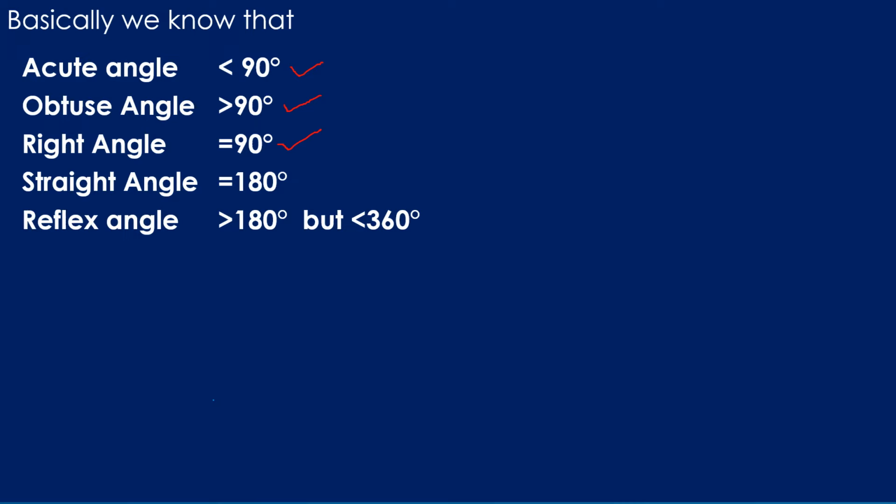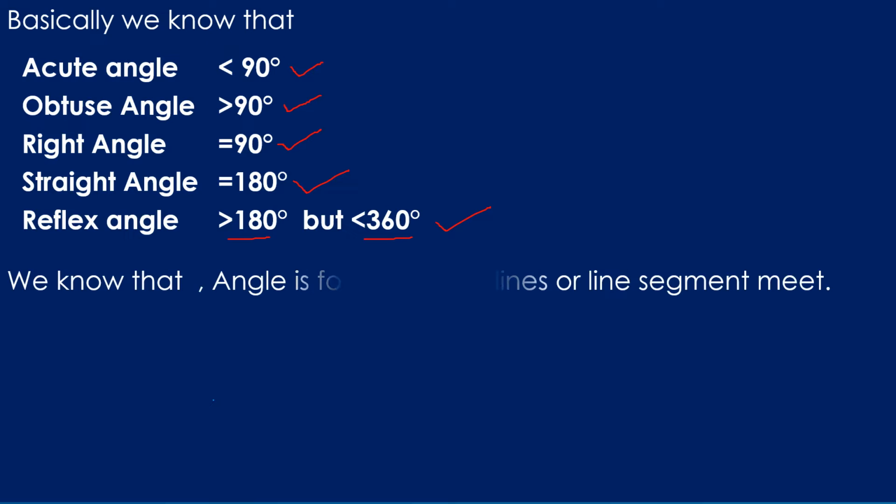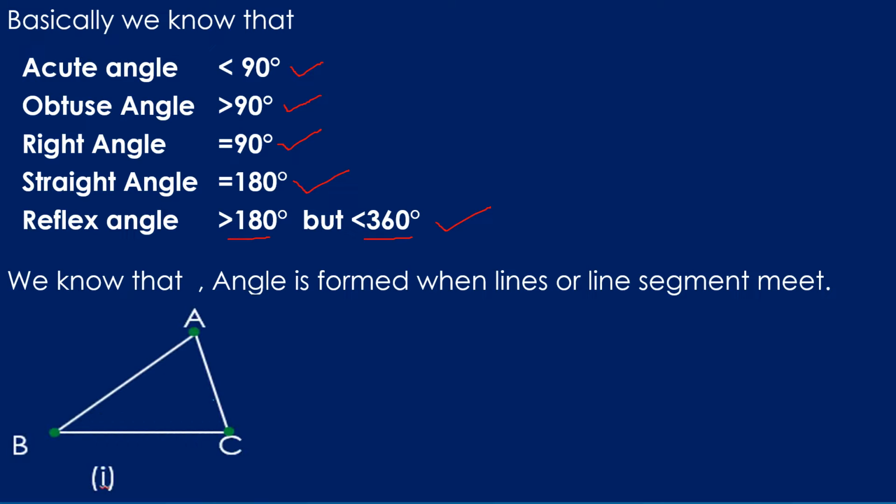And similarly, if the angle is equal to 180 degree, then we call it as straight angle. And one more angle is the reflex angle. If the angle is greater than 180 degree but it is less than 360 degree, then we call it as reflex angle. And also we know that how angle is formed. When lines or line segments intersect with each other, an angle is formed. So let us understand with an example.